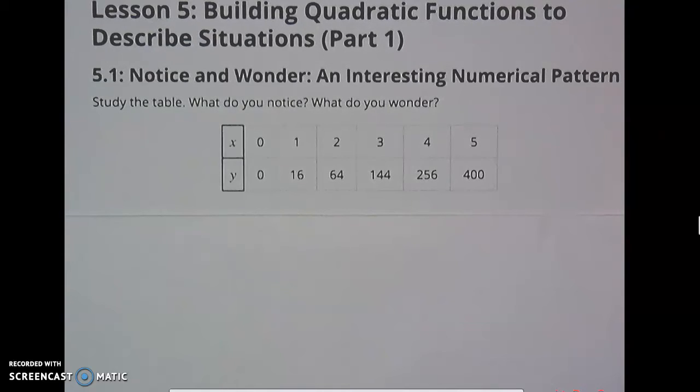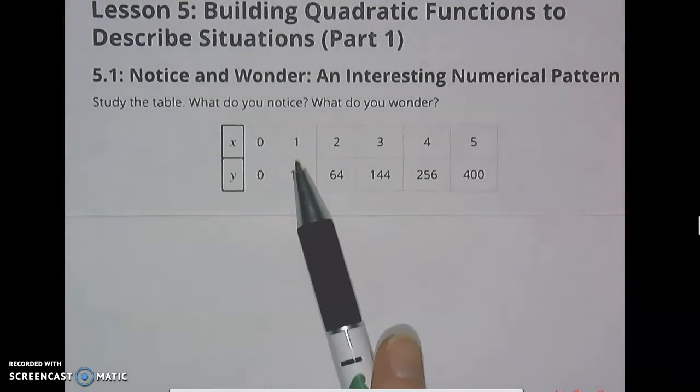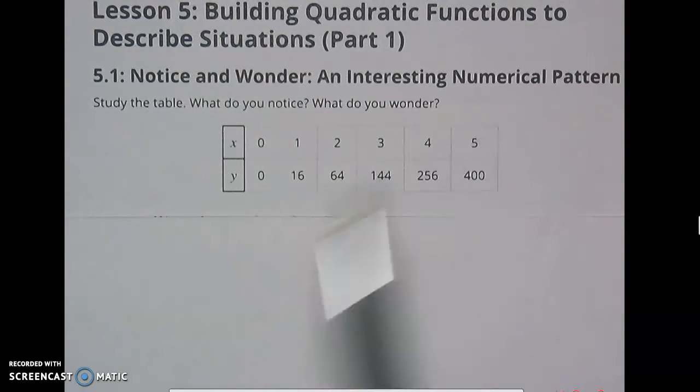Today we're going to be talking about building quadratic functions to describe situations, and this is the first part. So the first thing we're going to do is study this table and think about what you notice and what you wonder. Looking at this table, what do you notice and what things do you wonder? I notice that the x's go up by 1 every single time.